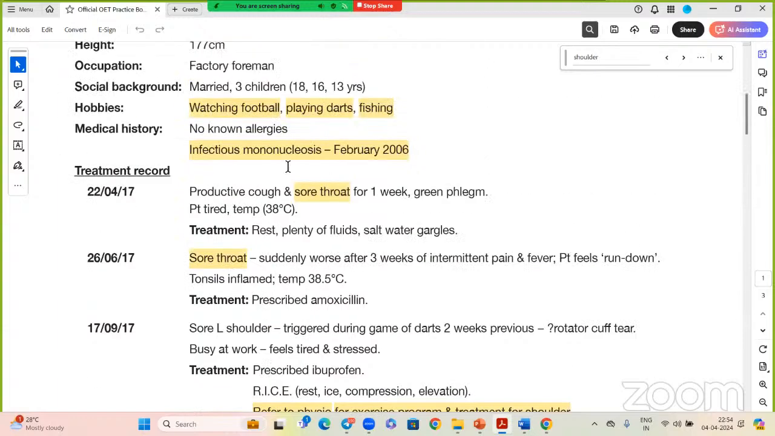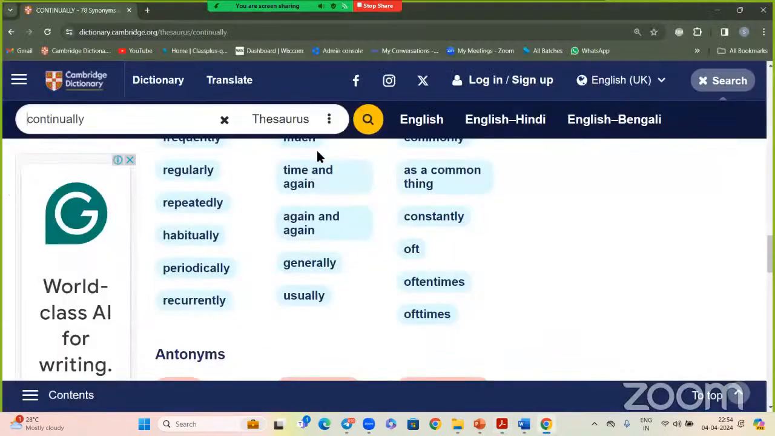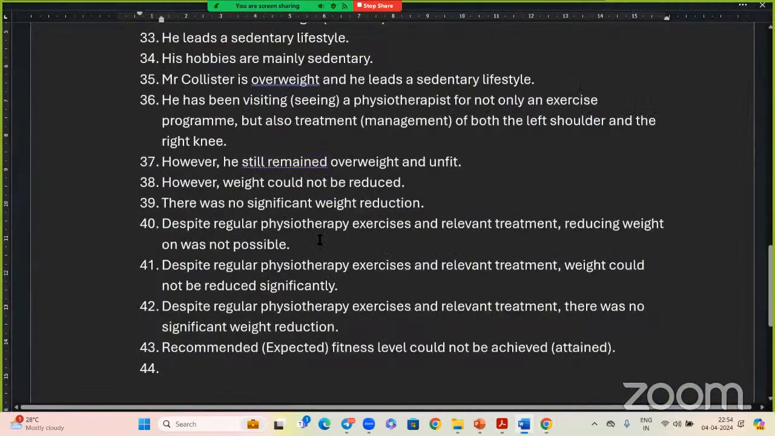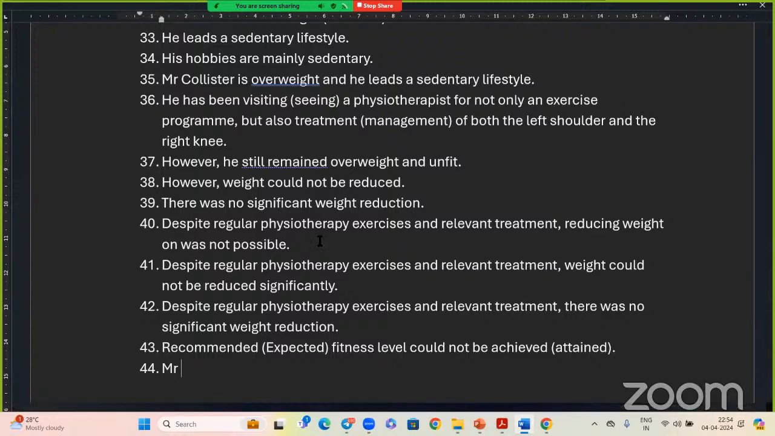What are the other important info? So medically, he has no known allergies. Mr. Colister has no known allergies. That is the next point.